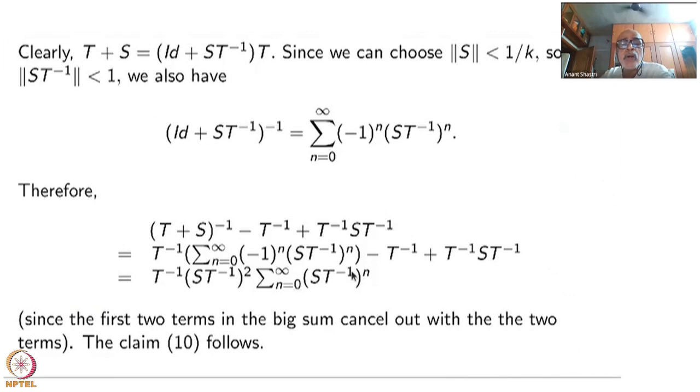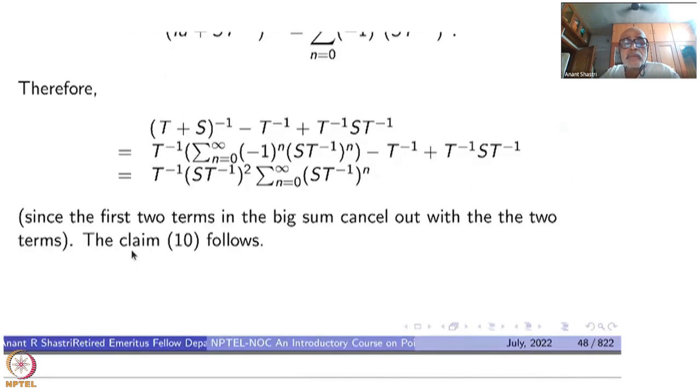So up till here we have computed. Now what we have to do? We have to divide it by norm S and then take the limit. When you take the norm of this part, the norm of S comes here with power twice, right? So one power cancels out when you divide by norm S, and the other power of norm S remains. The rest of the terms are just bounded functions when you take the norm of the whole thing. Therefore, as norm S tends to 0, this will be 0. Okay, the claim follows.